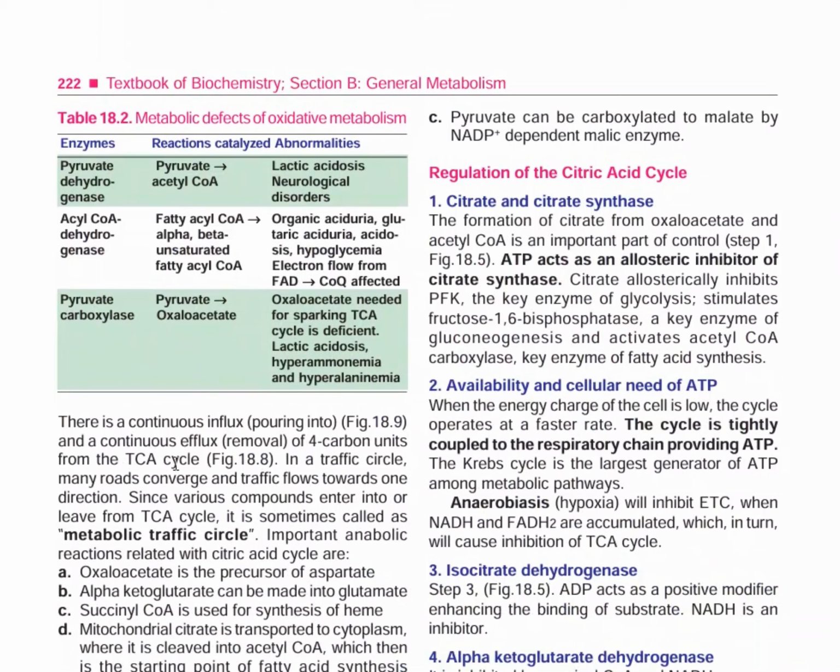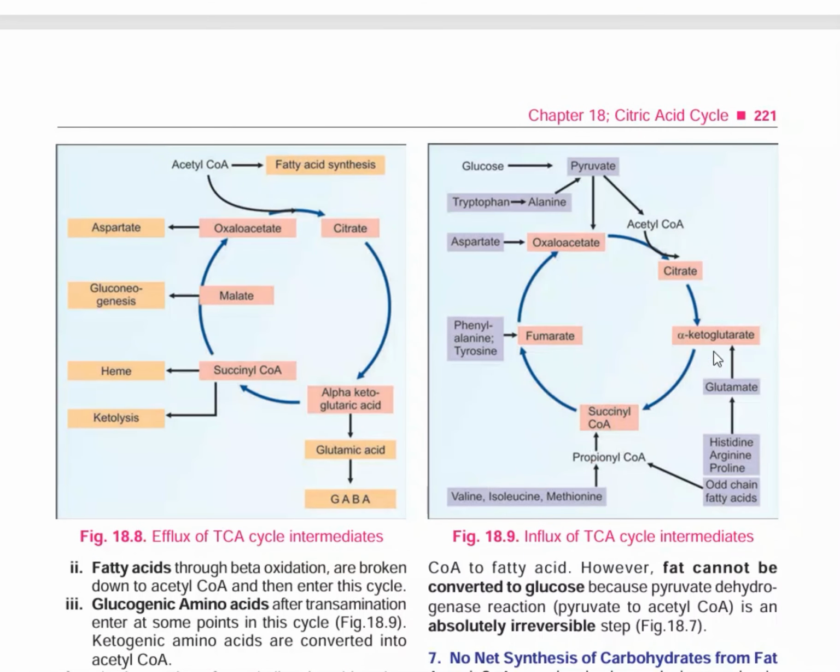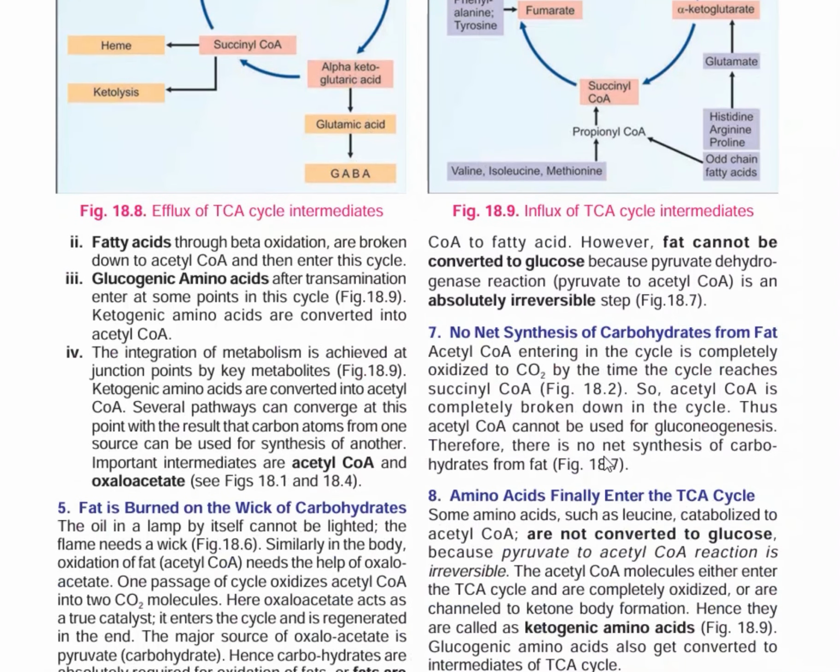So there is a continuous influx and continuous efflux of 4 carbon atoms from the TCA cycle. In a traffic circle, like this, if you see the influx and efflux, this is the influx of the TCA cycle, where glucose enters through pyruvate to oxaloacetate. And efflux means that at oxaloacetate it will convert to form aspartate or malate for gluconeogenesis, and succinyl-CoA to heme, and GABA moreover. All these things can be produced here.